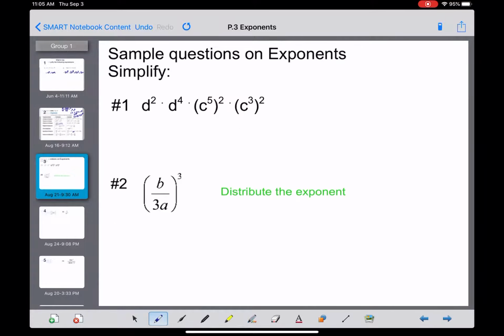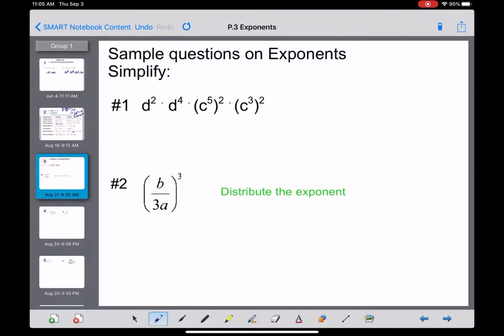So now we're going to do some examples. These are some sample questions on exponents. I would always recommend that you try it first and then watch the video. So pause the video, try the example first, then watch it.